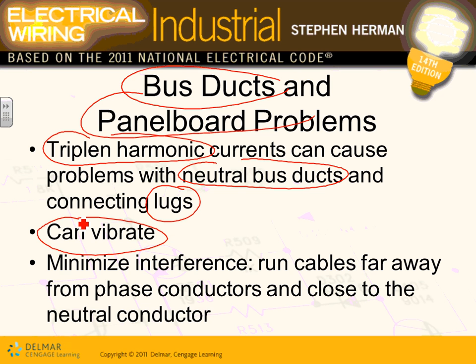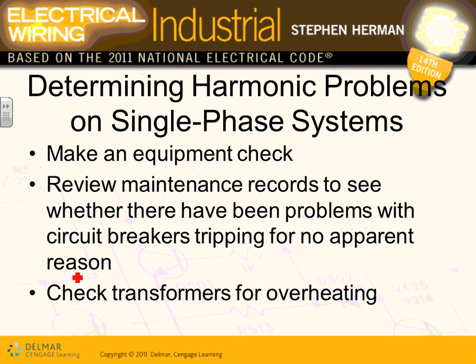Also, to minimize interference, what they tell you is to group all your neutrals and conductors. Run cables far away from phase conductors and close to the neutral conductor. So if you have telecommunication cables, you move them away from the power conductors so you don't have interference with them.